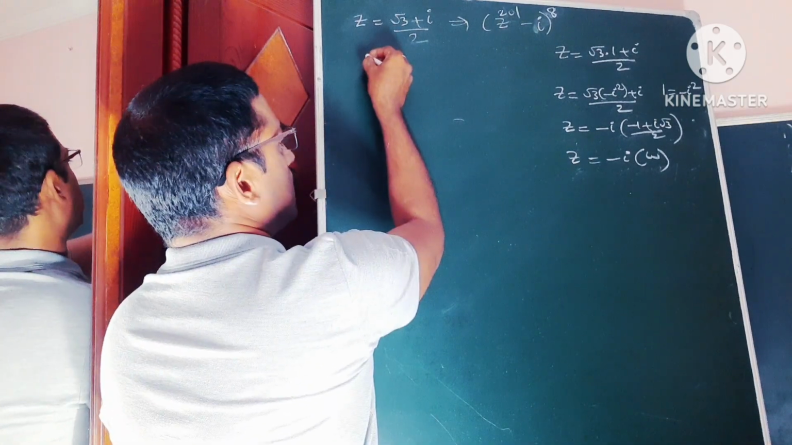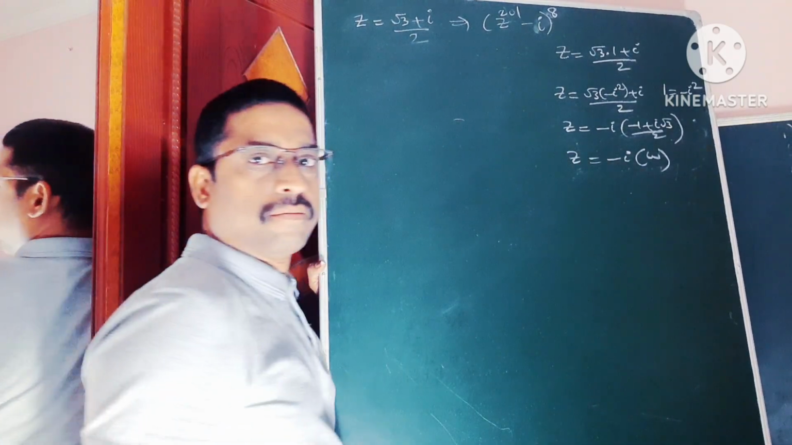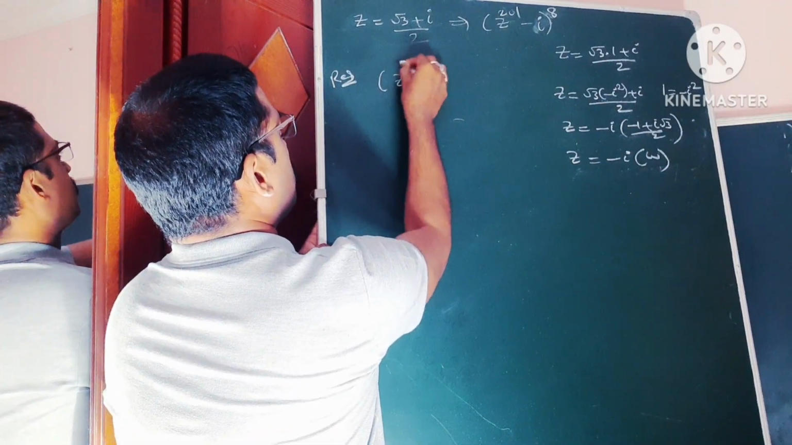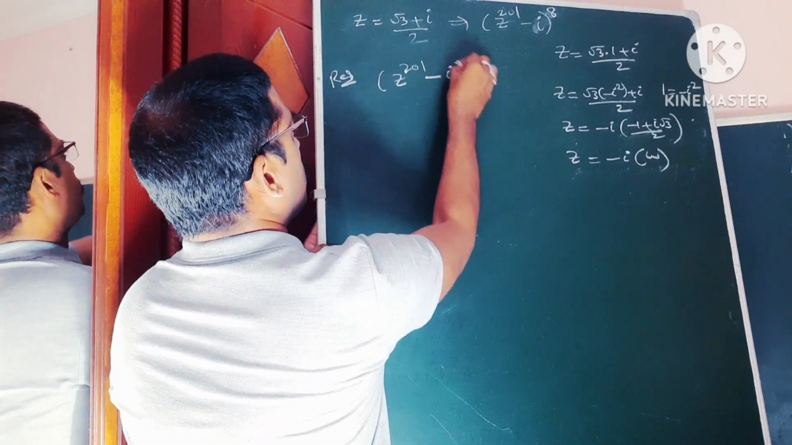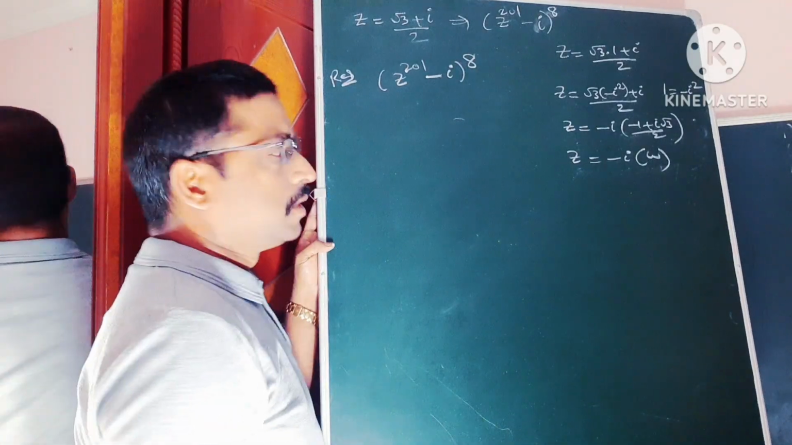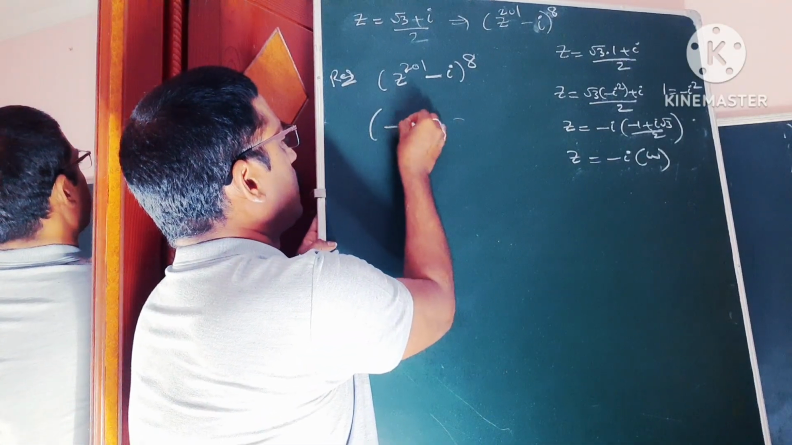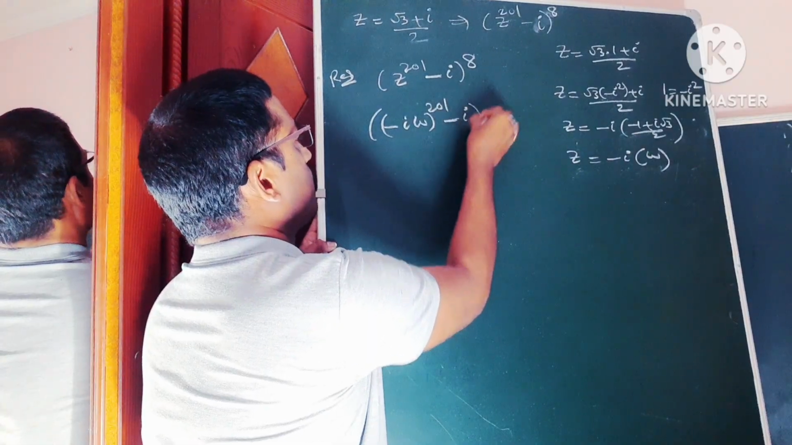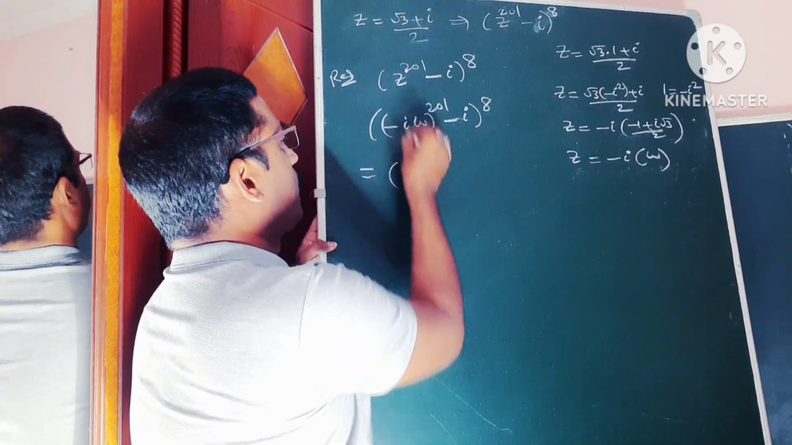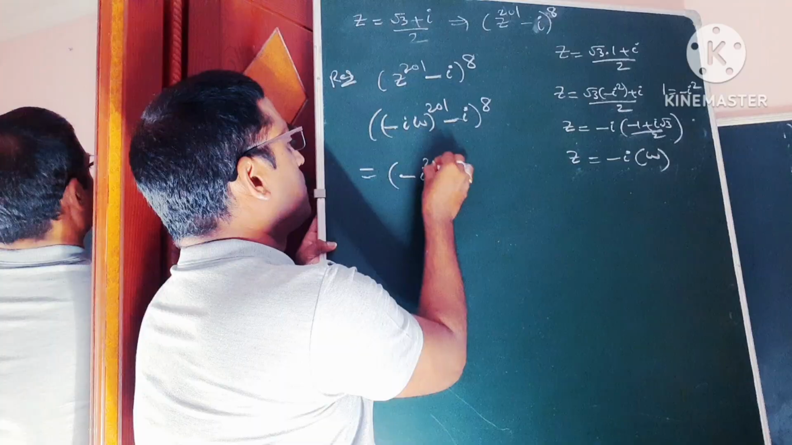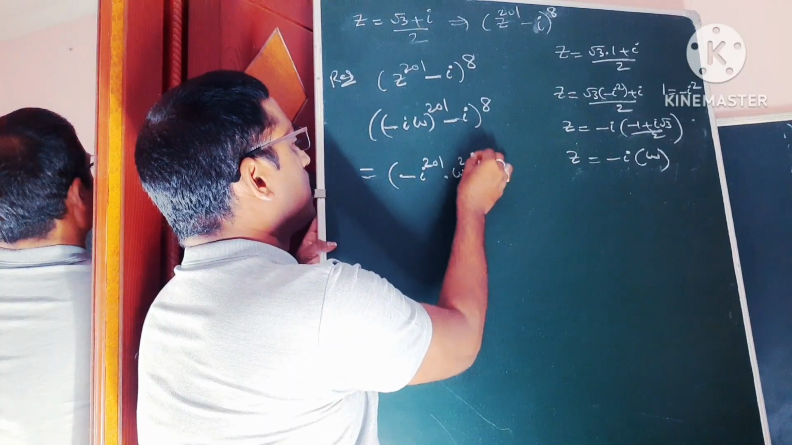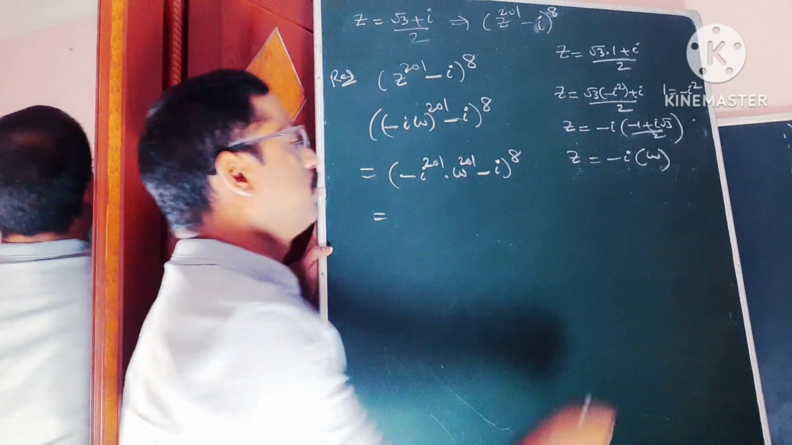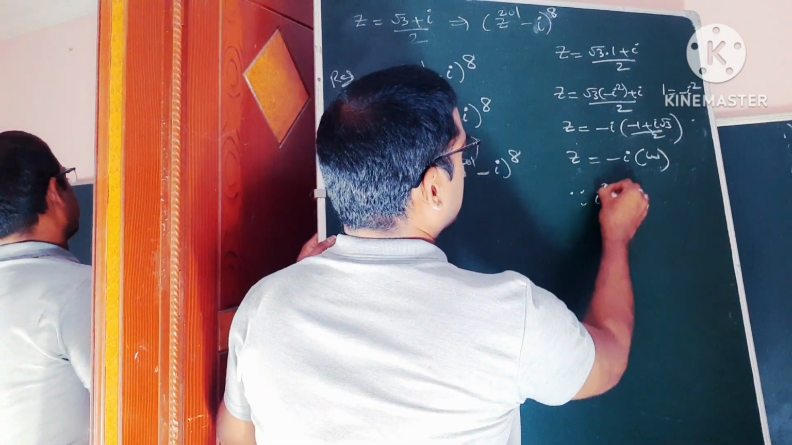Okay, now z value, how much did we get here? Minus i omega. What is the requirement here? (z to the power 201 minus i) whole to the power 8. z value here is minus i omega, so (minus i omega) power 201 minus i, whole to the power 8. This is nothing but (minus i) to the power 201 into omega power 201 minus i, whole to the power 8. i to the power 201, how much is the value here?